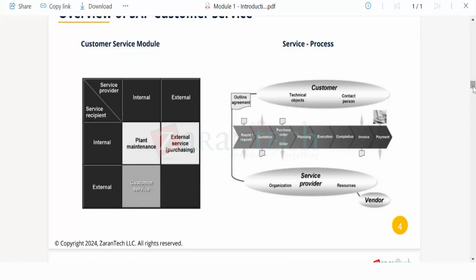Suppose Suzuki has a paint plant where they color the cars and parts. What happens if there is any damage in that plant? Then Suzuki repairs that plant, and whatever they spend on the plant is covered in the plant maintenance cost. And suppose you own a car and you get a dent on it and take it to the service center. When you get that repaired, again Suzuki is doing the repair service, but Suzuki does not own that vehicle.